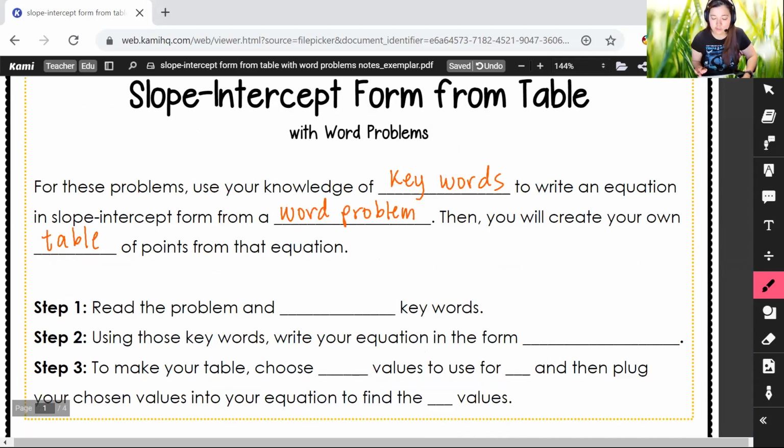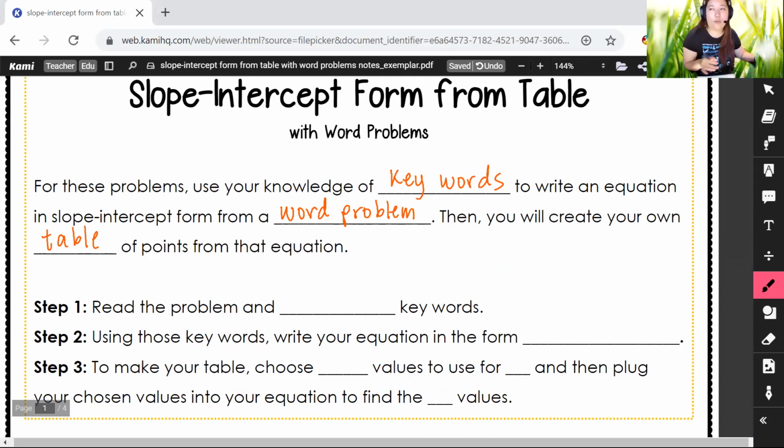So this is kind of opposite order of what we did previously, because previously you would get a table and then have to figure out the slope and the y-intercept from the table to write the equation. Well, now you're basically being given an equation and we have to write our own table. So it's kind of like everything in reverse.